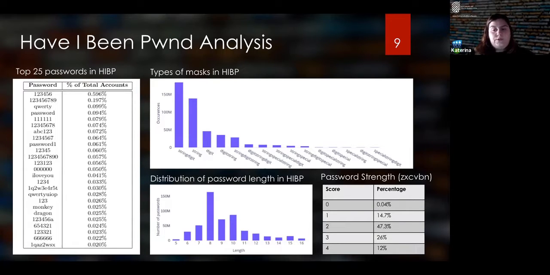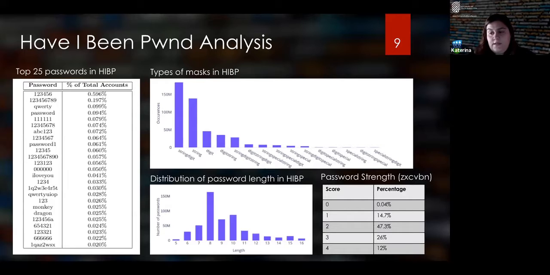So, our Have I Been Pwned analysis. On the first table, you can see the top 25 passwords in Have I Been Pwned. Those are the passwords and the percentages of total accounts. You can see that a lot of these passwords are familiar to you because they feature heavily on a lot of worst password lists. A lot of them are very popular because they're sequences of numbers, very common words, or keyboard walks, like QWERTY.